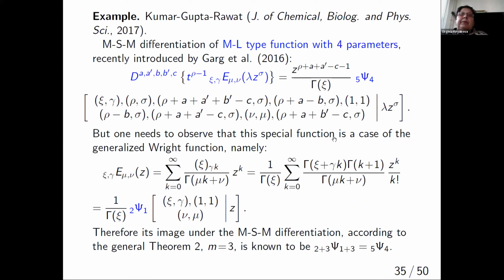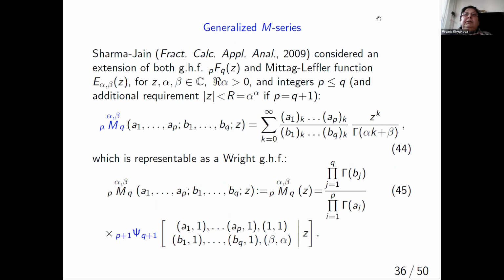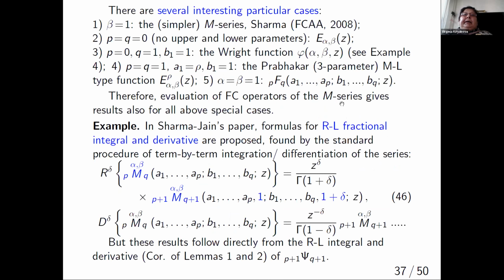Again, this is an example of fractional derivative in the sense of Marichev-Saigo-Maeda, and the result is also well predicted as this 2 psi 1. So we have similar examples for the so-called generalized M-series. You see here, this was introduced some years ago as a combination between the Wright functions and Mittag-Leffler functions, and we have the same results applied there. And there are many examples, special cases.